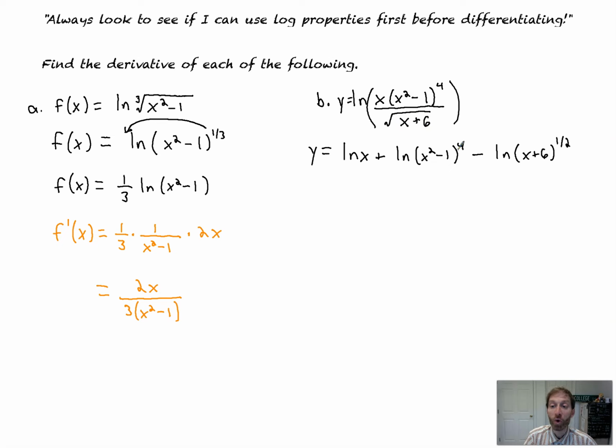All right, so now we're going to keep expanding. Expand as much as you can. ln of x is chilling, but that 4 can come right out front. That's going to be plus 4 ln of x squared minus 1. The 1/2 is going to come out front, minus 1/2 ln of x plus 6.